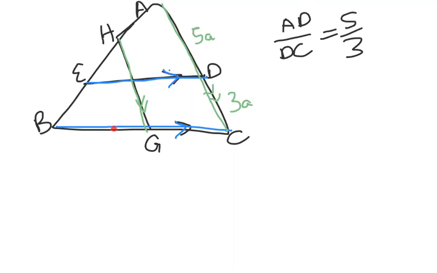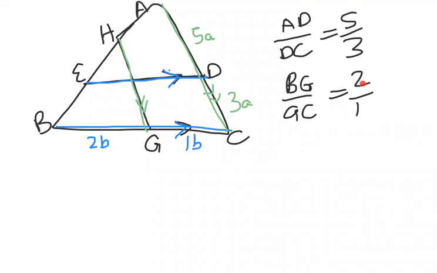Then they also say BG. So let me write it. BG divided by GC equals 2/1. So where's BG? BG is there. So I'm going to use the B as a constant. So that's 2B over GC. So that's 1B. So that's 2/1. I'm going to say 2B over 1B. Right, now we sit with different things.